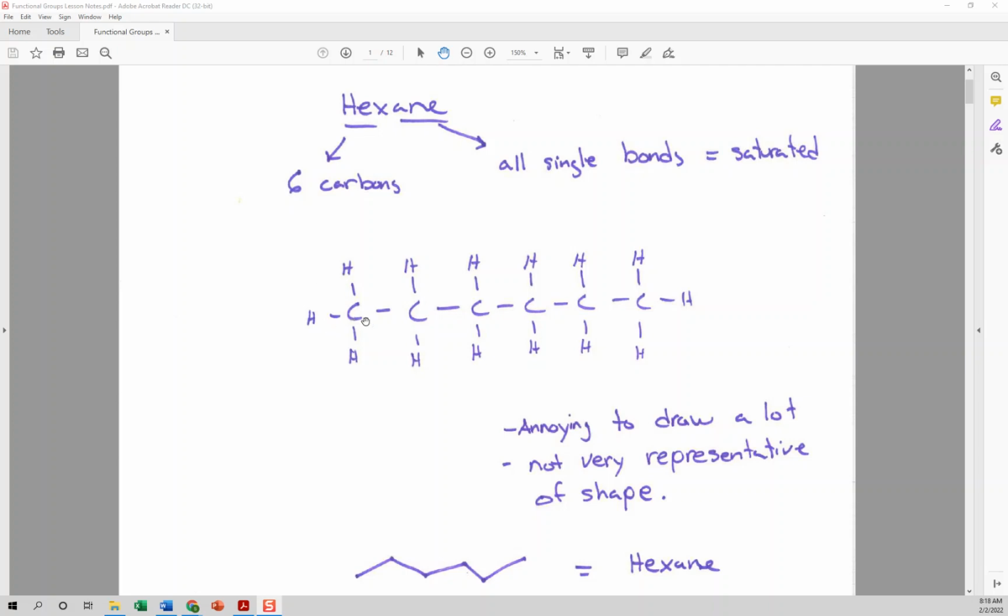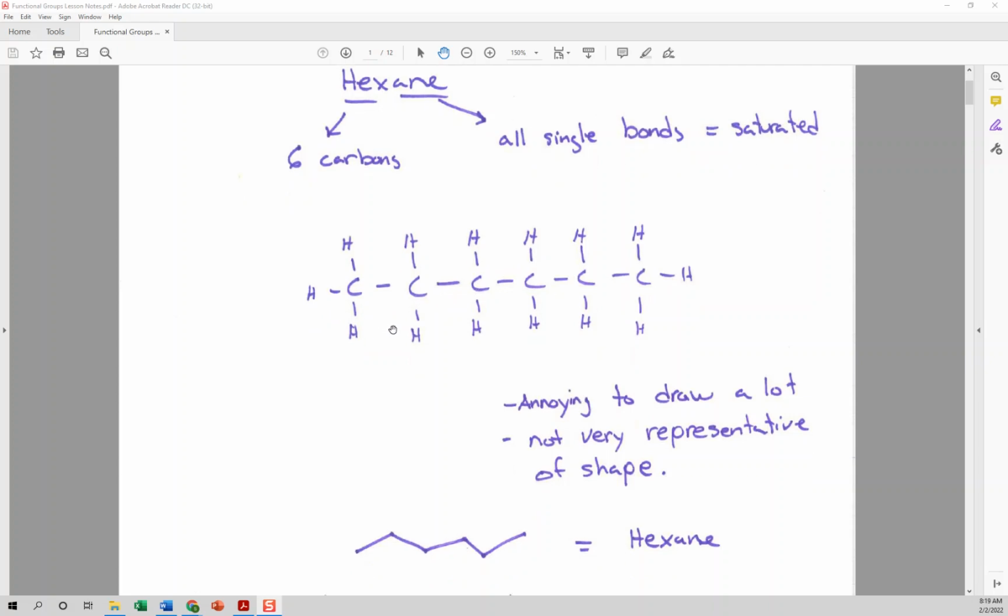Then I'd have to fill in the octet for each of the carbons by adding hydrogens, single bonds. The carbons on the end are going to need 3 hydrogens to get 8 total electrons around them, and the carbons in the middle are each going to need 2 hydrogens. And you can understand that if you had to draw hexane over and over again, it could get a little annoying.